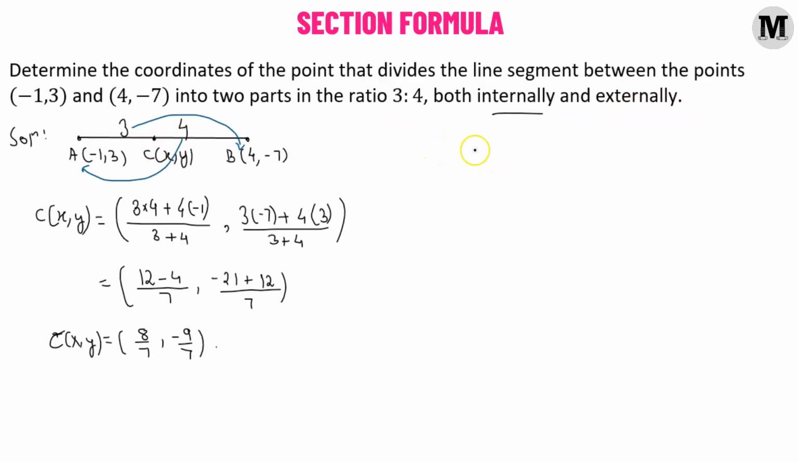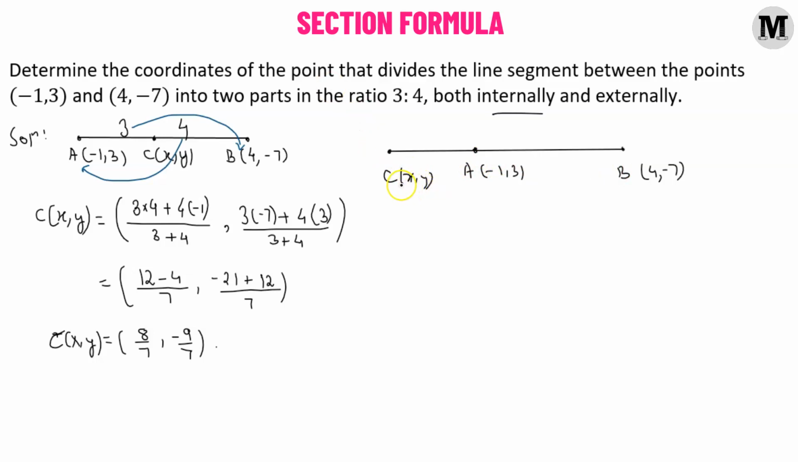So this time we'll consider the point A, which is (-1, 3), and B has the coordinates (4, -7). Now here we have to choose a point in such a way that it divides the line joining A and B externally in the ratio 3:4. For that, let's say the point is lying to the left of A, that is (x, y), and let's join the 3 points by using a straight line.